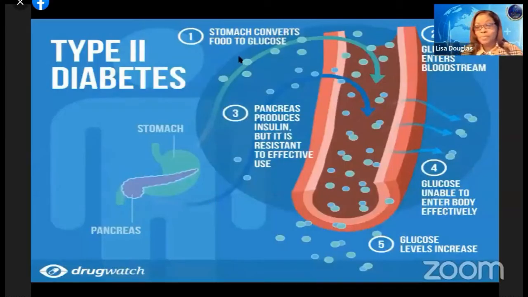Type 2, a lot of adults tend to have this. And I give you all the steps of how it is broken down with the food, your glucose, and it goes all the way around.